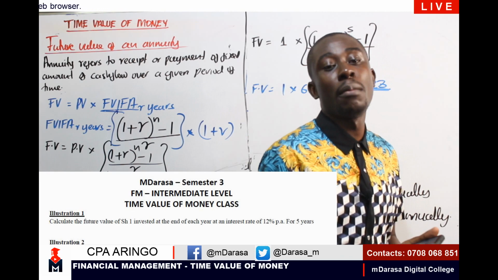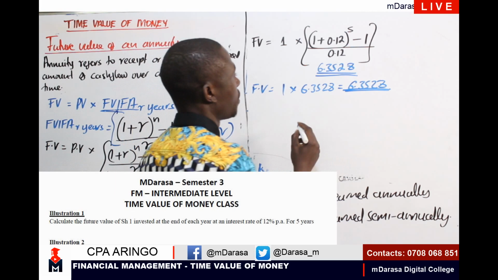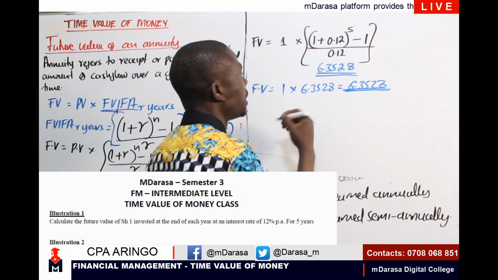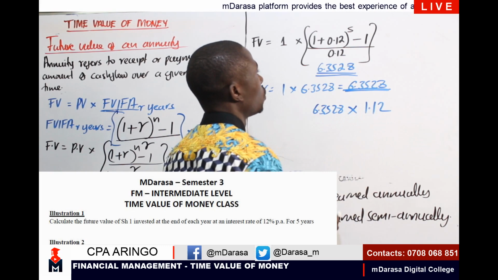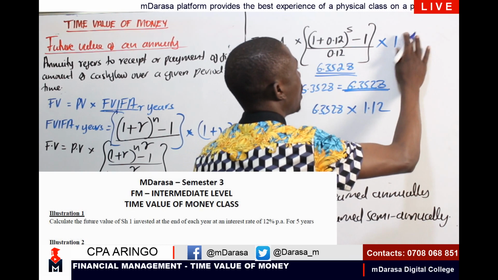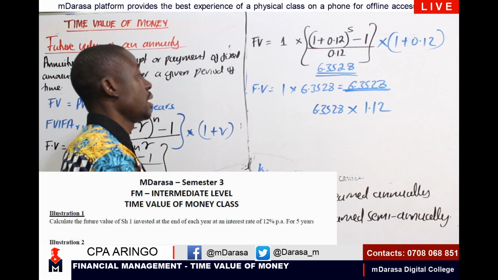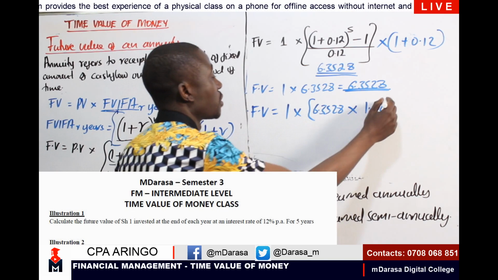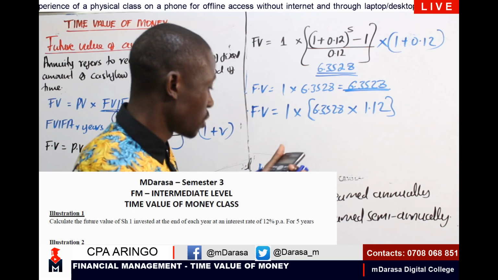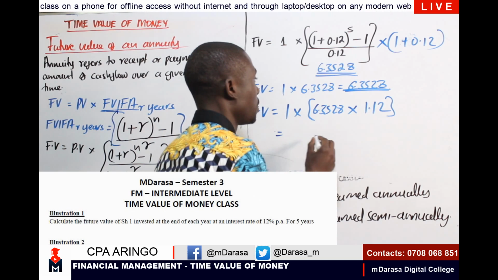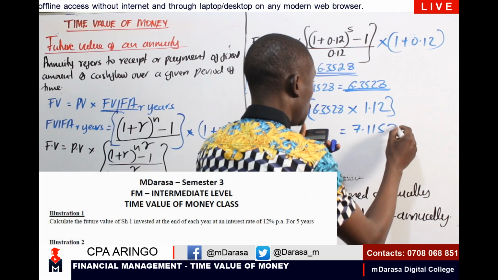What about if it was at the beginning of each year? If it was at the beginning of each year, my good students, what is going to change? I'm just going to take this factor of ours, 6.3528, times 1.12. That is to say, in this case we add 0.12. So as at the beginning of the year, my amount times 1.12 should give us 7.1152. That's what you'll have if it was at the beginning of the year.